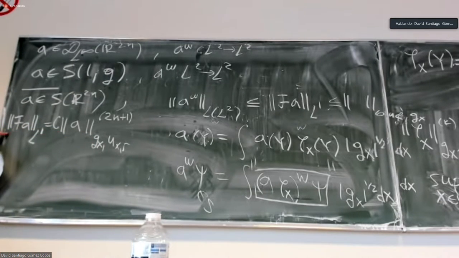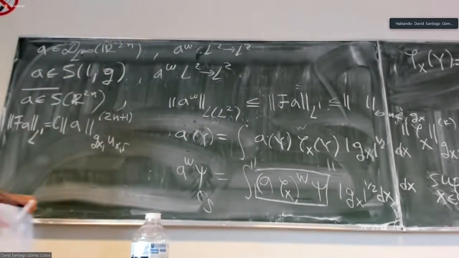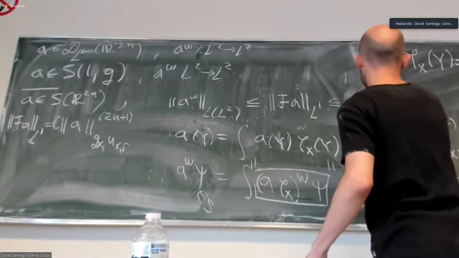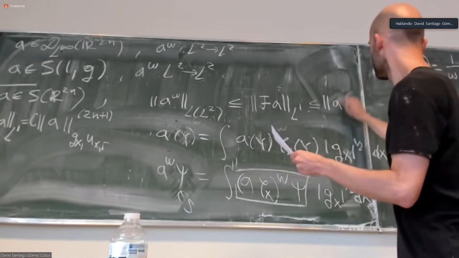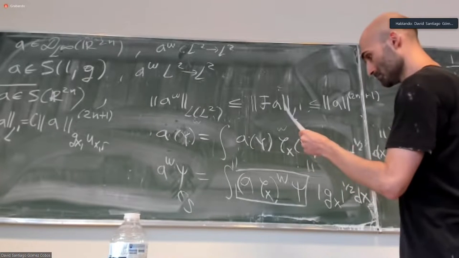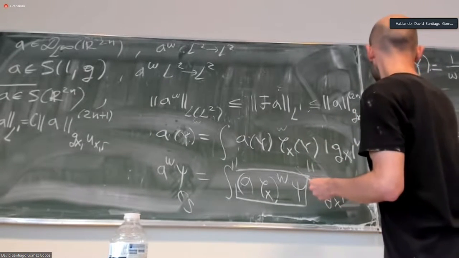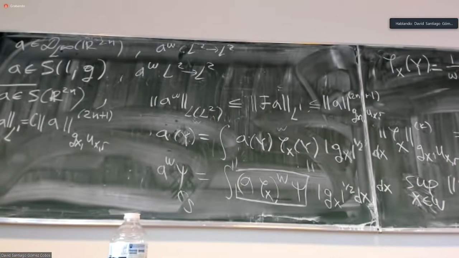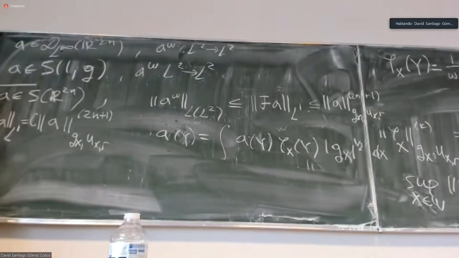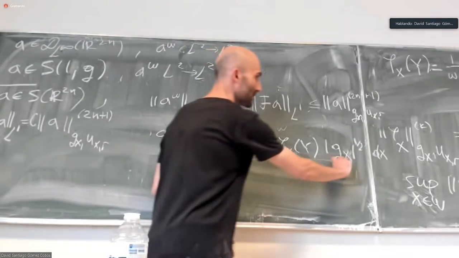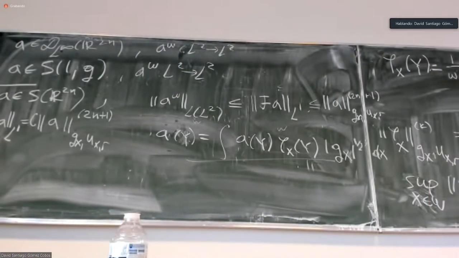And now, because of this thing, this implies, let me write here. Now, if you have a general A, first I write my A like this. This holds because this decomposition is identity. Just multiply this identity with A of y, and you get this.